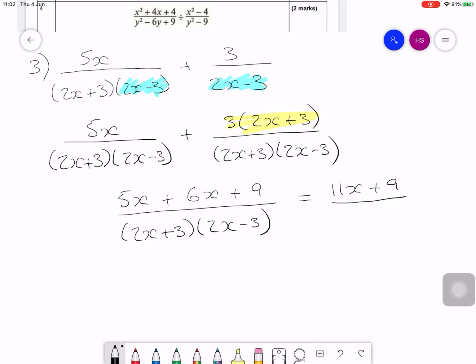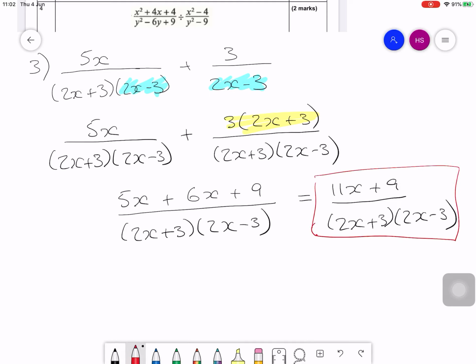So you definitely need to collect like terms. And then the final thing I would just need to check is whether that numerator then factorises and cancels. And it doesn't, so that is my final simplified answer.